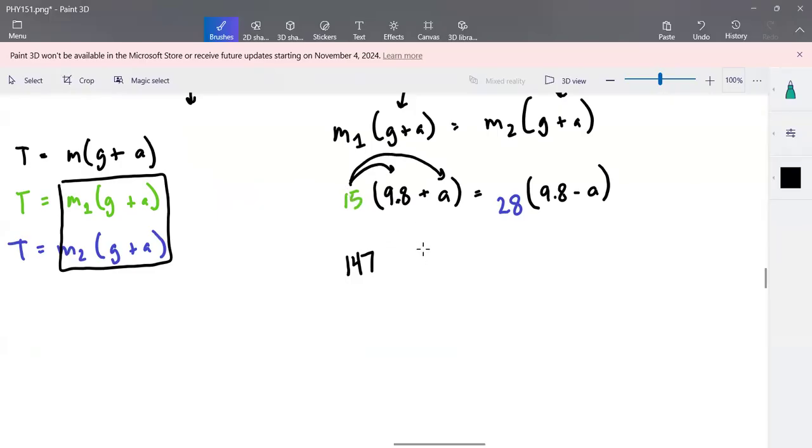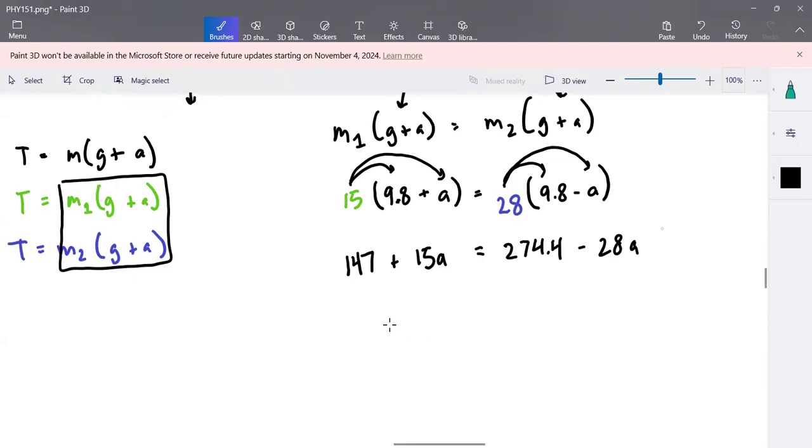We're fine. 15 times A, 15A. And on the other side, I'm going to distribute this to 28. 28 times 9.8. Grab my calculator. 28 times 9.8 is 274.4. And I'm going to continue to distribute. I'm going to do 28 times negative A, which is negative 28A.